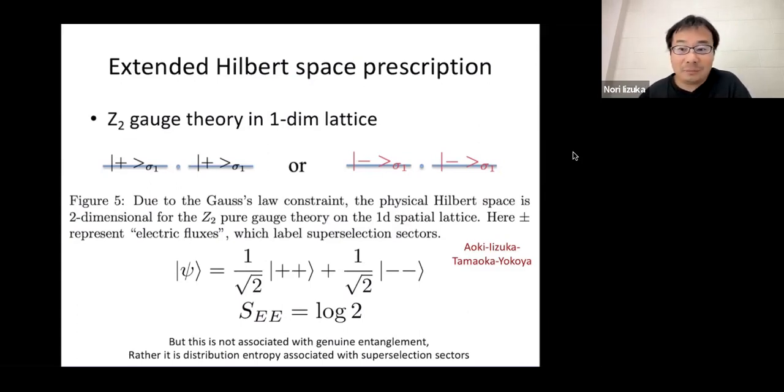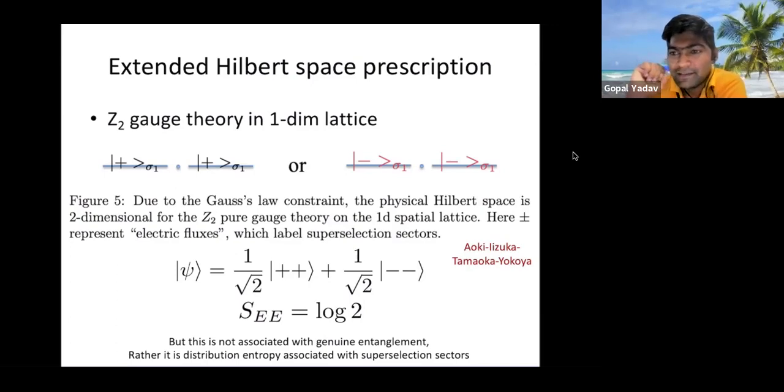Can I ask a question? Yeah, go ahead. So how can one decide what additional degrees of freedom should be added to extend the Hilbert space from the physical space to the extended physical Hilbert space? What are the criteria to add some additional degrees of freedom in the physical Hilbert space?